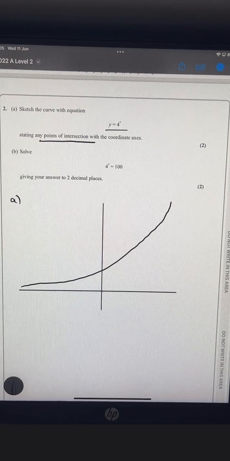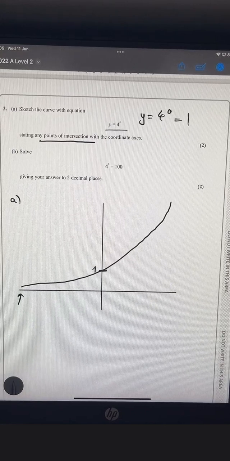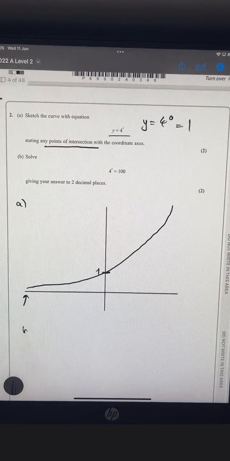So you should know that there is an asymptote on the x-axis, so it'll never touch here. The only time it intersects is here, and that is when x equals 0. And we should know that this is when y is 1. And you can check, y equals 4 to the power of 0 is going to be equal to 1, because anything to the power of 0 is 1. Nice. So that is how we do part A. Part B, they want us to solve 4 to the power of x equals 100 to 2 decimal places.